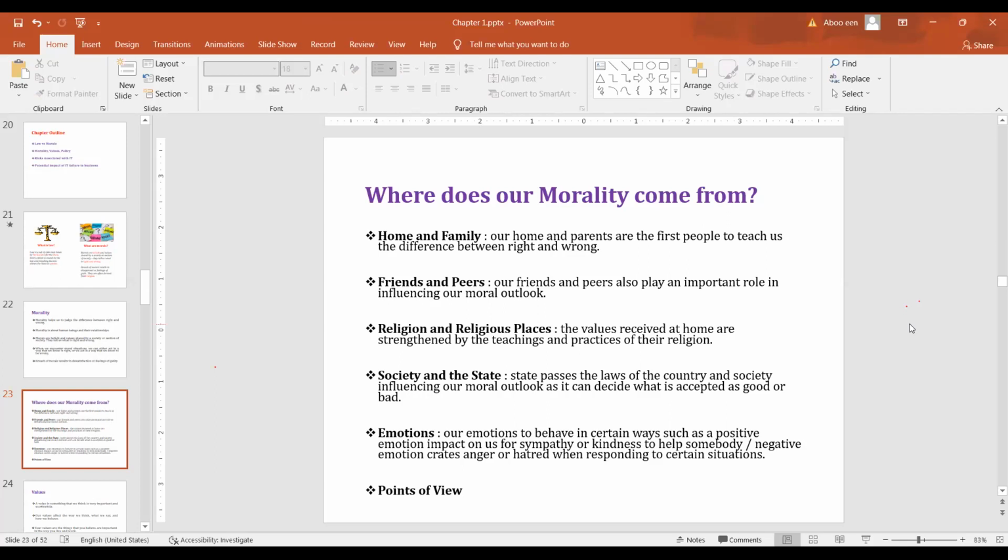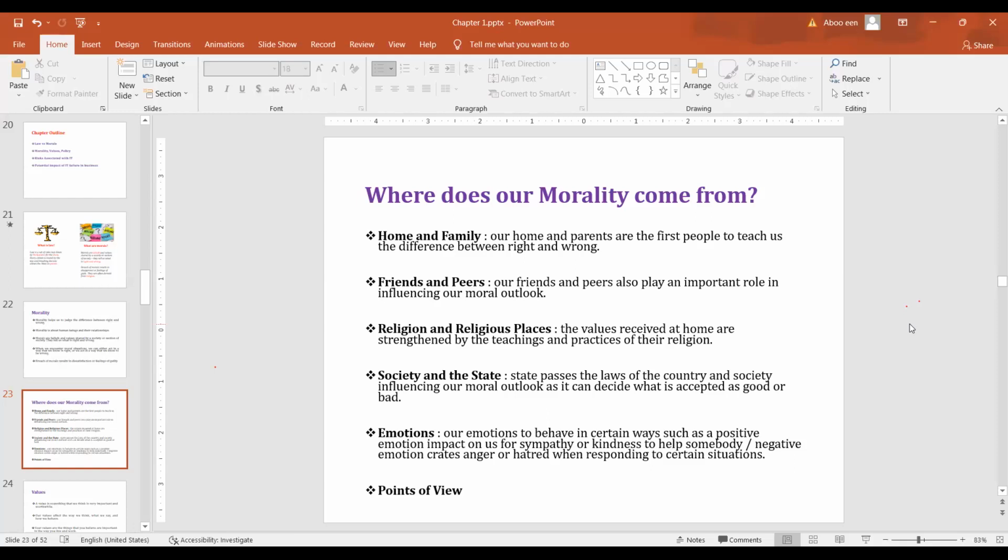So these are some of the sources or factors which decide an individual's morality. What are those? Home and family, friends and peers, religion and religious places, society and the state, emotions, and individuals' points of view, opinion, or viewpoint. Okay, what is the idea?